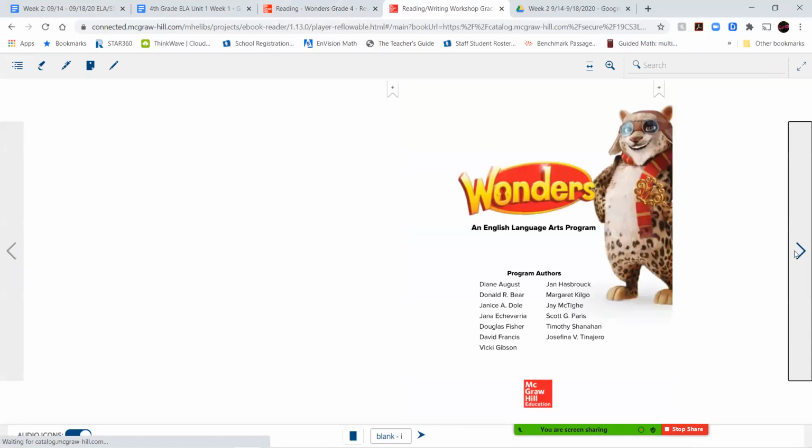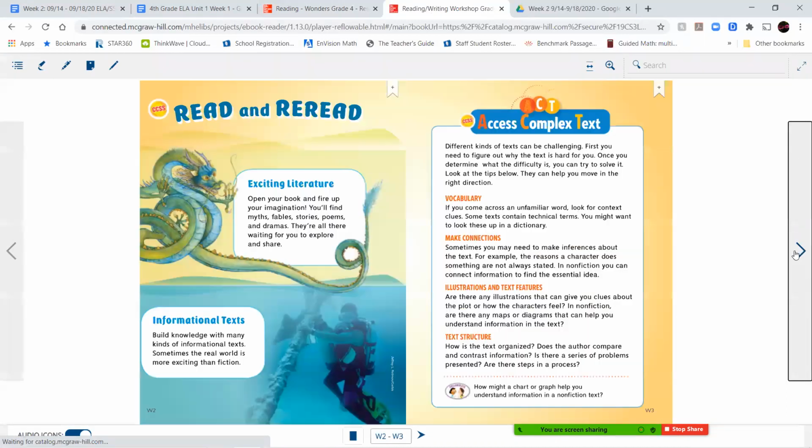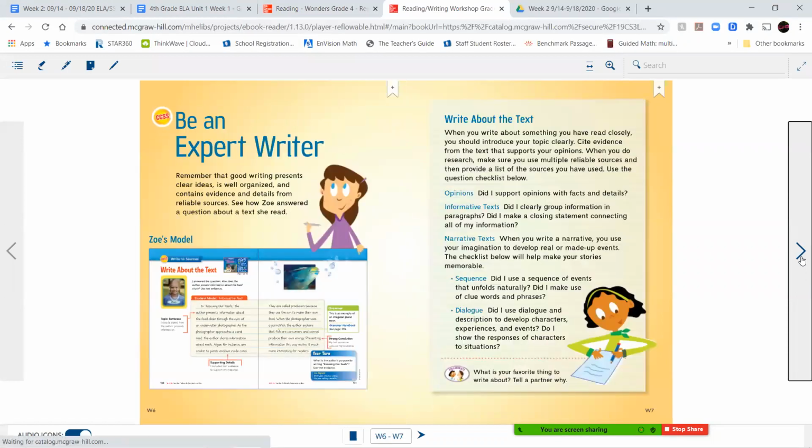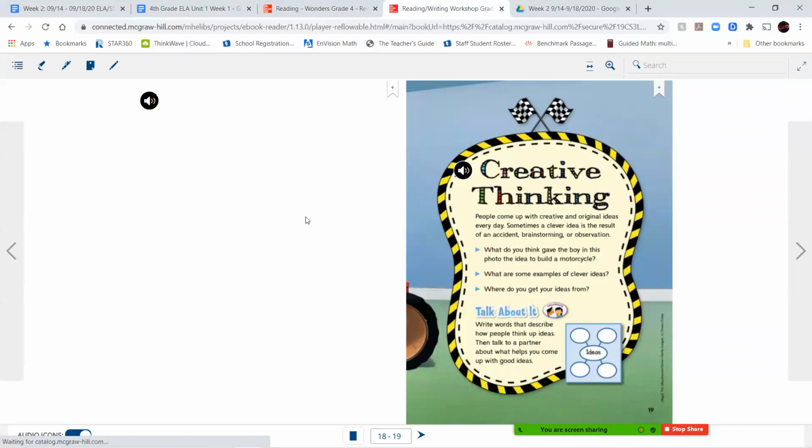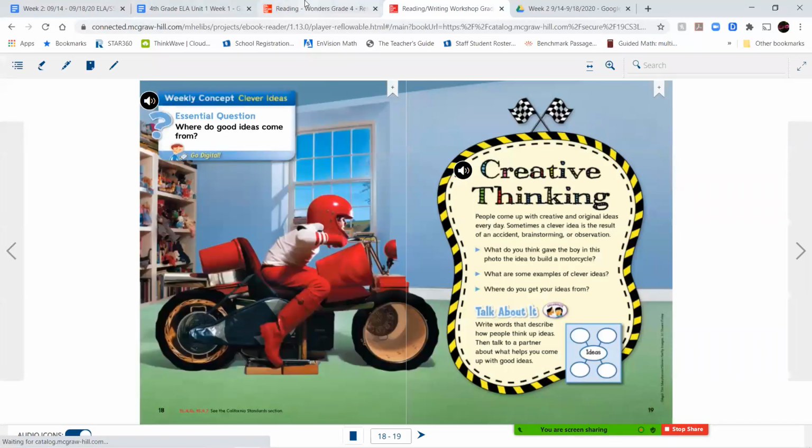And you can click through using this arrow on the right side over here until you get to our table of contents where it says Unit 1. So right here, we're in Unit 1. We're going to go to Week 1. So I'm just going to click on that, and it's going to take me to the correct pages. It's going to take a minute to load the other page.